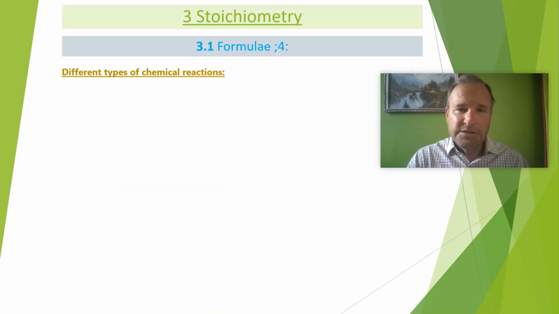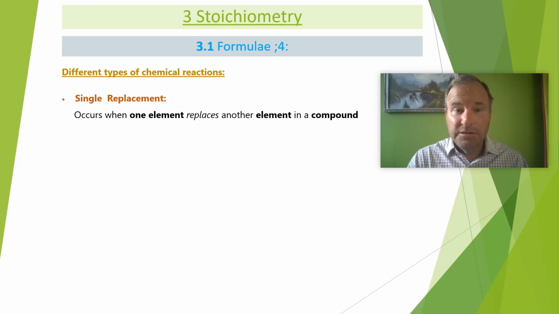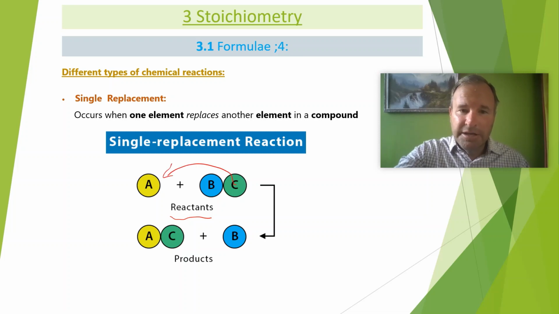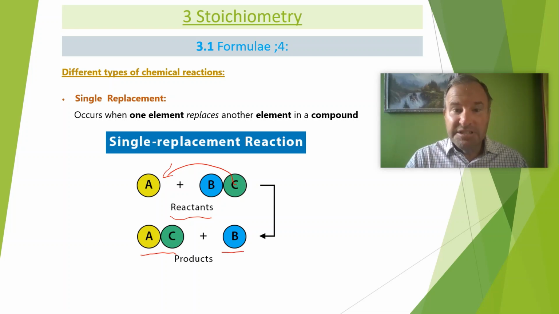Next general equation we'll have a look at is a single replacement reaction. It occurs when one element replaces another element in the compound. So here's a diagram representation. You've got reactants A plus BC, and then you can see that C goes with A, and then B stays itself to form a new product called AC, and then B, the element. So it's a single replacement reaction when one element, in this case A and C, replace one another.